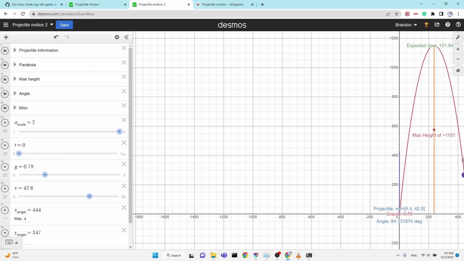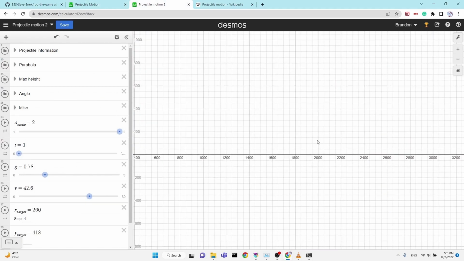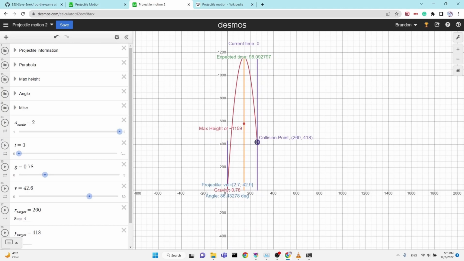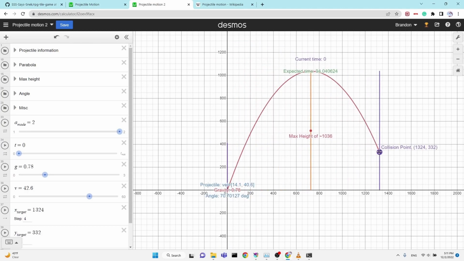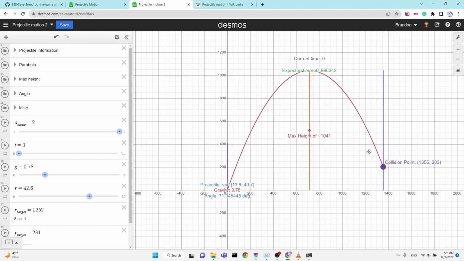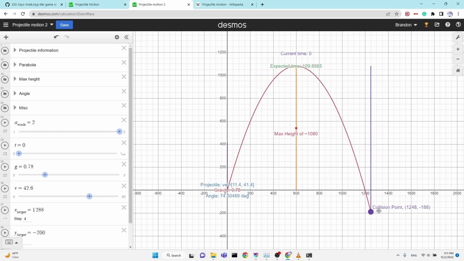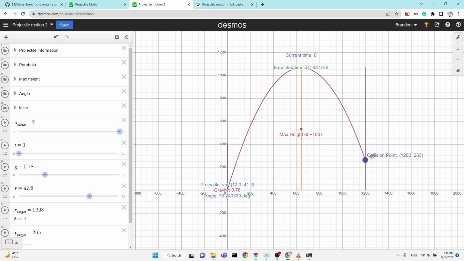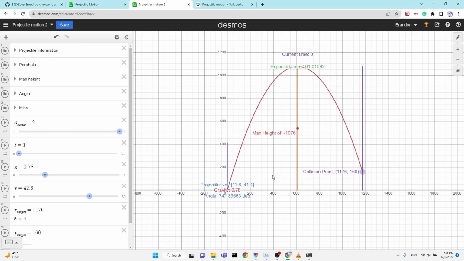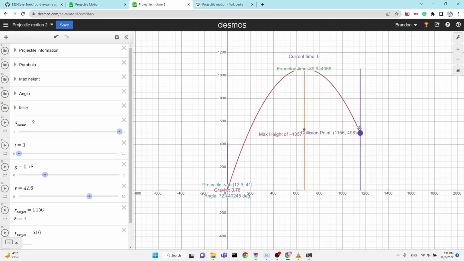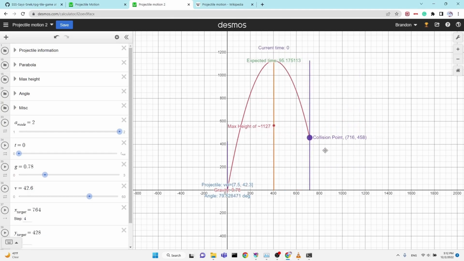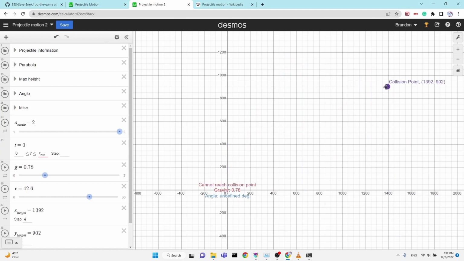That graph will tell you the angle given the collision point, which is far more what we want. We want this in our game. Let's say I have a collision point maybe here. It will say the angle required is 74 degrees. And if we move over here, 72, 80 degrees, 71, undefined degrees. What does that mean?